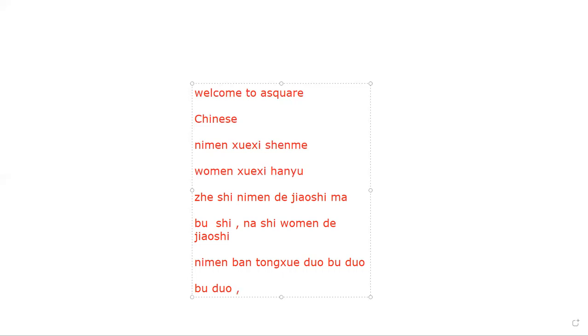Then you can say, women ban. It means "class," not "pan" but "ban." Women ban you, you is my verb "to have." Jiu ge tong xue. Is it clear to you?